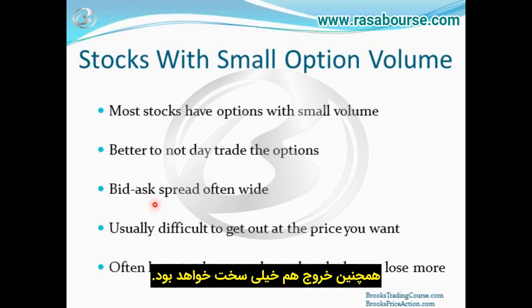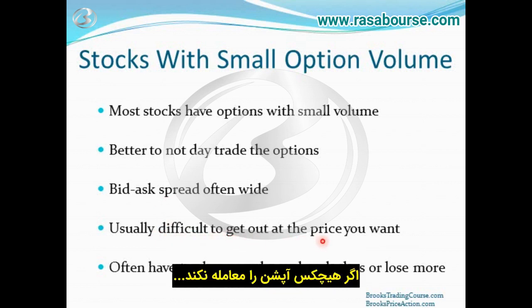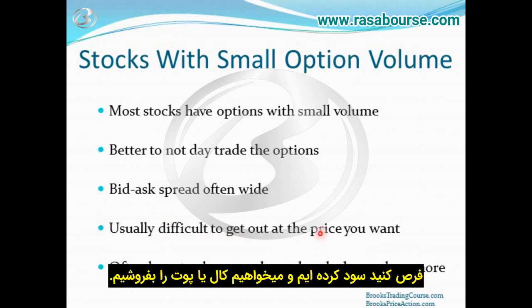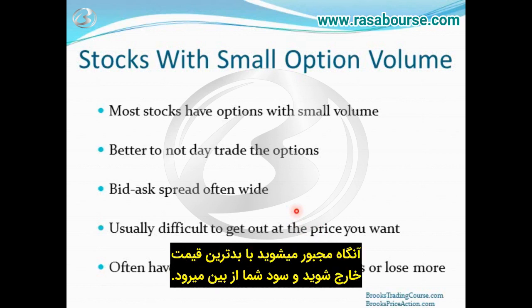Also, it's very difficult to get out at the price you want if the options are not trading actively. If nobody's trading the options, and let's say you have a profit and you want to sell out of your put or sell out of your call, if nobody's willing to take the other side of your trade, you usually have to offer a worse and worse price, and all of your profit can disappear as you attempt to get out.